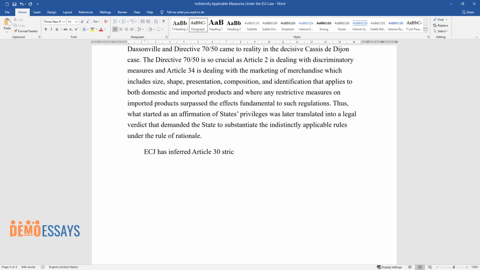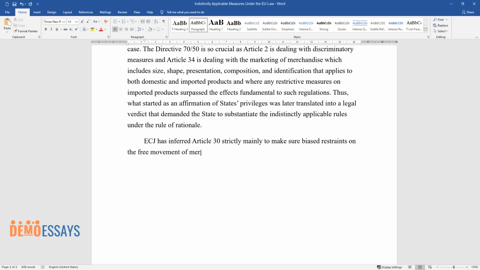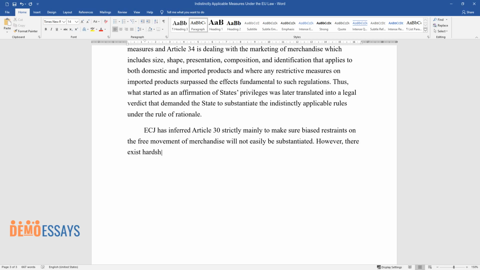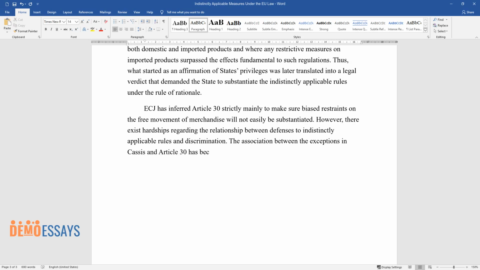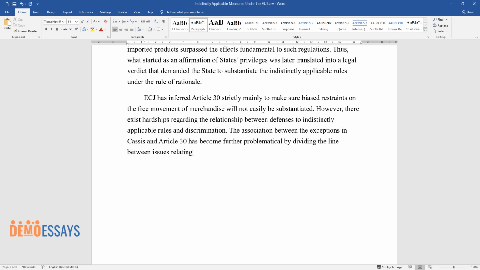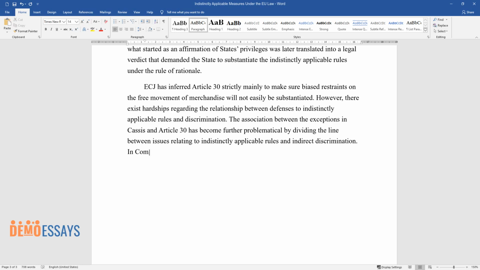The ECJ has interpreted Article 30 strictly mainly to make sure biased restraints on the free movement of merchandise will not easily be substantiated. However, there exist hardships regarding the relationship between defenses to indistinctly applicable rules and discrimination. The association between the exceptions in Cassis and Article 30 has become further problematical by blurring the line between issues relating to indistinctly applicable rules and indirect discrimination.